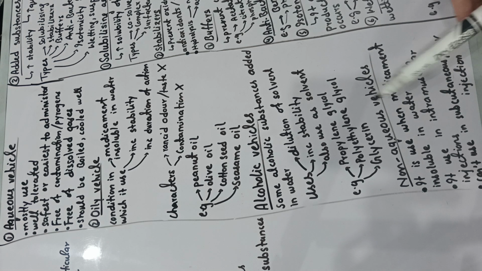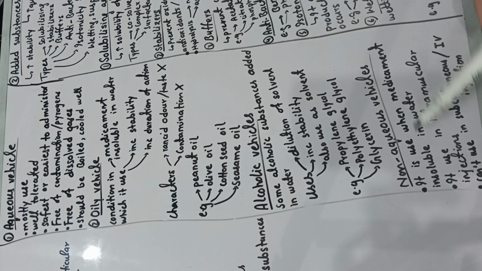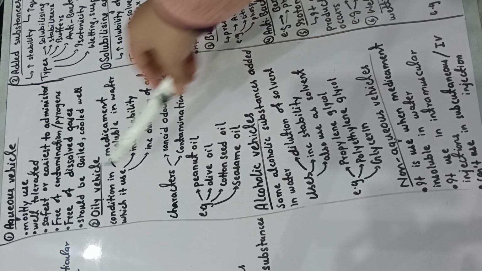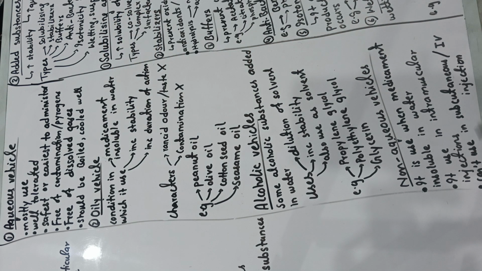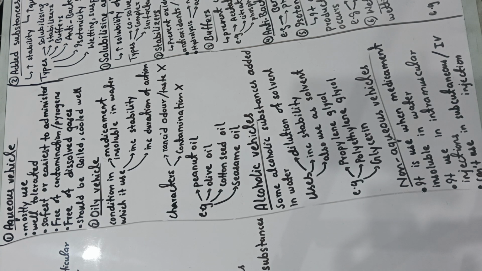Now the last type of vehicle is the non-aqueous vehicle. It is used when the medicament is insoluble in water. These vehicles are used in intramuscular injections. Intramuscular injections also contain oily vehicle, and it cannot be used in subcutaneous or intravenous injections, because intravenous injections are always in the form of solutions and in the form of aqueous vehicle.